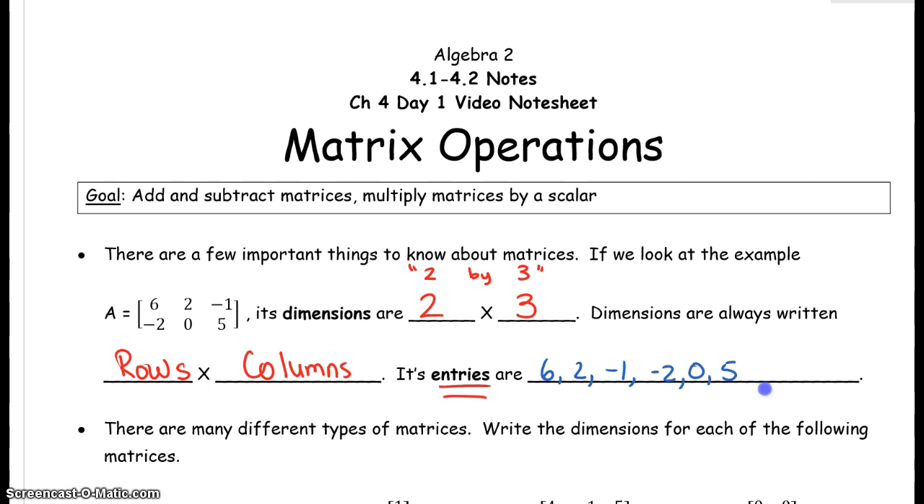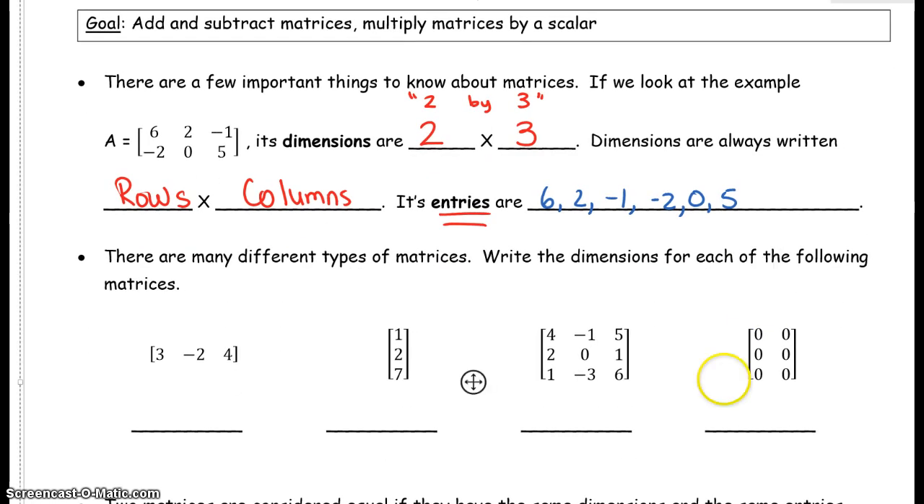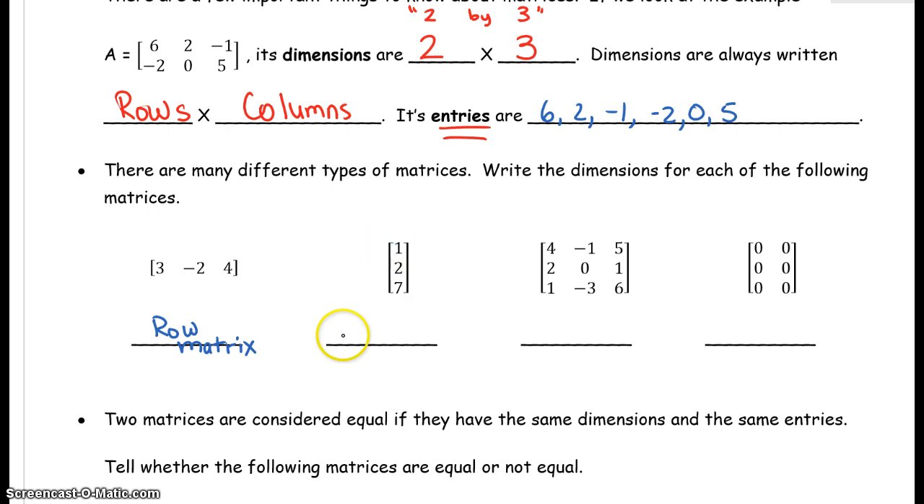Alright, great job. Let's look at the different types of matrices that we have, just so you know the definitions. They're very simple. For example, in this one we have 1 row, so this is called a row matrix. The second one is a column matrix because it has 1 column. This one is a 3 by 3, so it is a square matrix. And the last one is all zeros, so it's a 0 matrix.